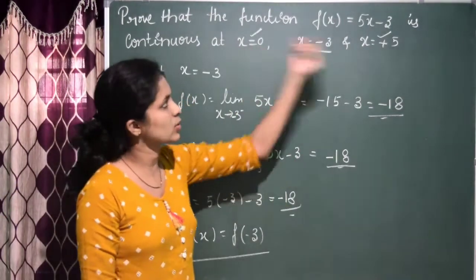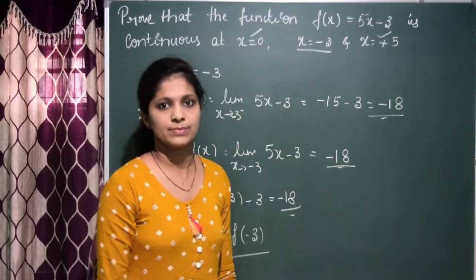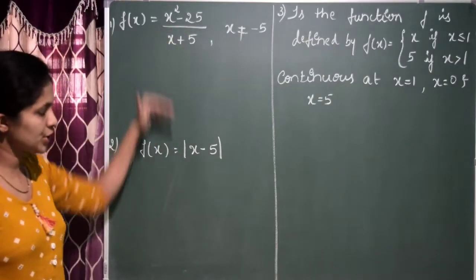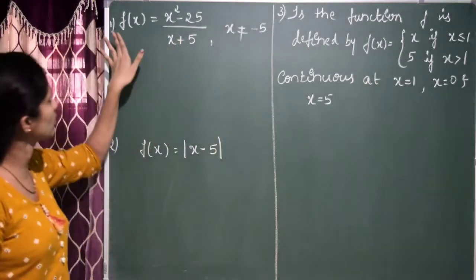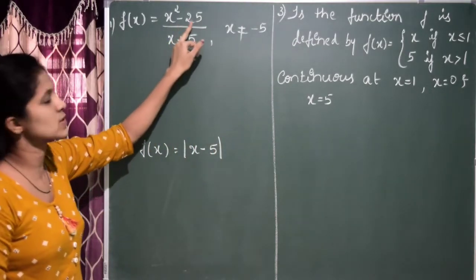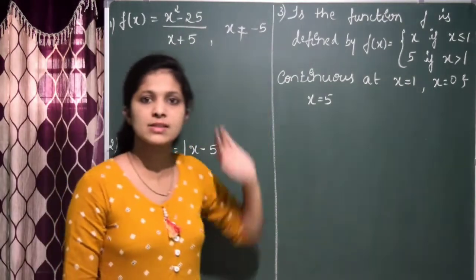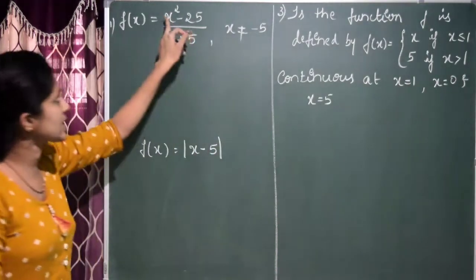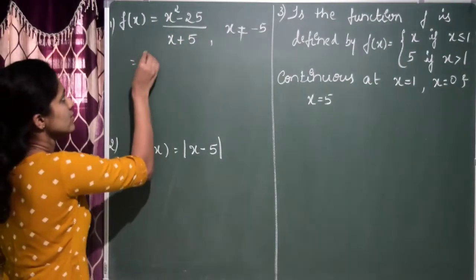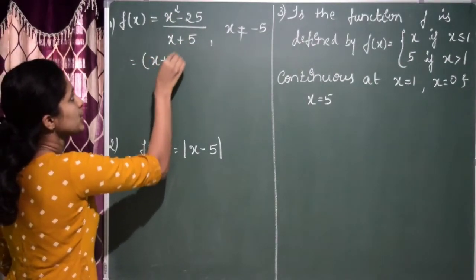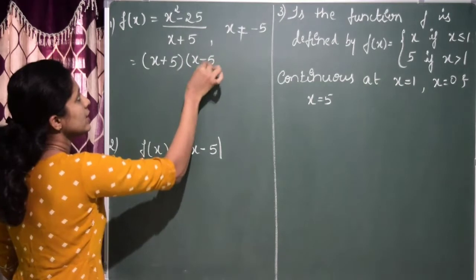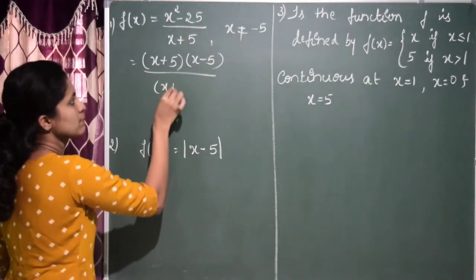Similarly, solve x equal to 0 and x equal to 5. Now you have to check the continuity of these problems. Okay, the first problem is given: f of x is equal to x square minus 25 divided by x plus 5, and the value of x is not equal to minus 5. Here x square minus 25 can be written as x plus 5 into x minus 5, divided by x plus 5. You can simplify this, right?